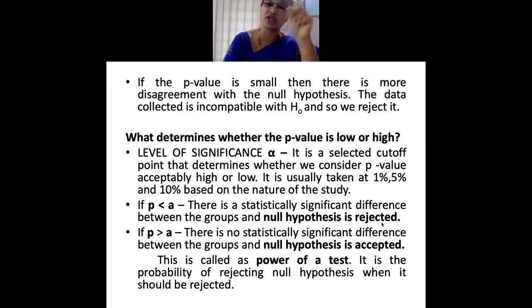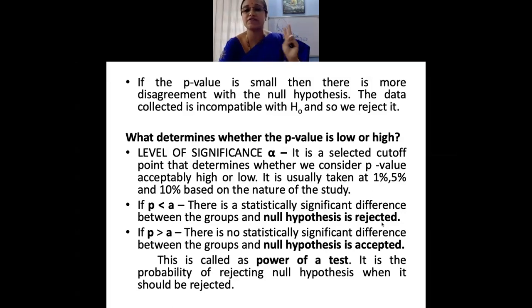That depends on what test I'm taking. I have separate p-values for t-test, separate p-values for f-test, and separate p-values for chi-square test. So that p-value I have to see from the table. Now this alpha, how do I determine it? I determine it by my level of significance. Based on my level of significance, whether I'm taking 5%, 1% or 10%, I'm going to find out what my alpha value is.